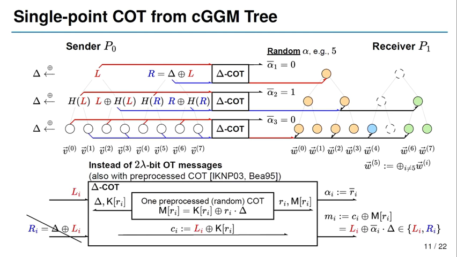However, in the delta-COT, we can use the same global key as the global offset of the GGM tree. And this has the nice property that in the delta-COT, we can use one preprocessed random COT. And then in this way, the sender only sends lambda bits messages to the receiver, and the receiver can use this message to recover the left or the right sum of the sender's GGM tree for each level. And in contrast, in the previous work, even in the COT hybrid model, the sender needs to send 2 lambda bits. And that's why we can save the communication for the previous single-point COT.